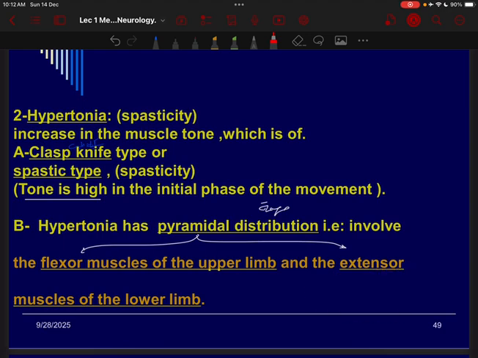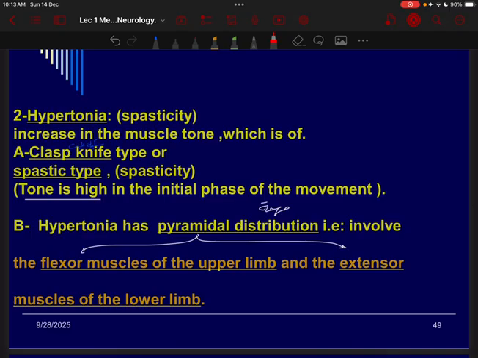And also this spasticity or hypertonia, which is very important, has a pyramidal distribution. What do we mean by pyramidal distribution? It means that the hypertonia is mainly in the flexor muscles of the upper limb and the extensor muscles of the lower limb.